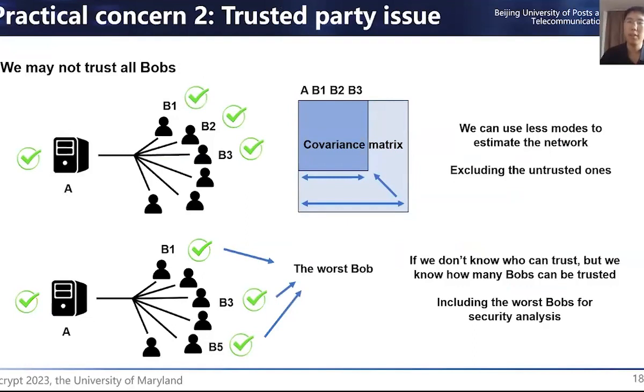Another practical issue is that the receivers in the network node may not be trusted. Thanks to our security analysis based on covariance matrix, we can flexibly exclude the bulbs which may not be trusted by adjusting the size of the covariance matrix. Moreover, if we do not know which bulb can be trusted, but we know how many bulbs can be trusted, we can sift the worst bulbs for a worst-case security analysis to avoid the trusted party issue.